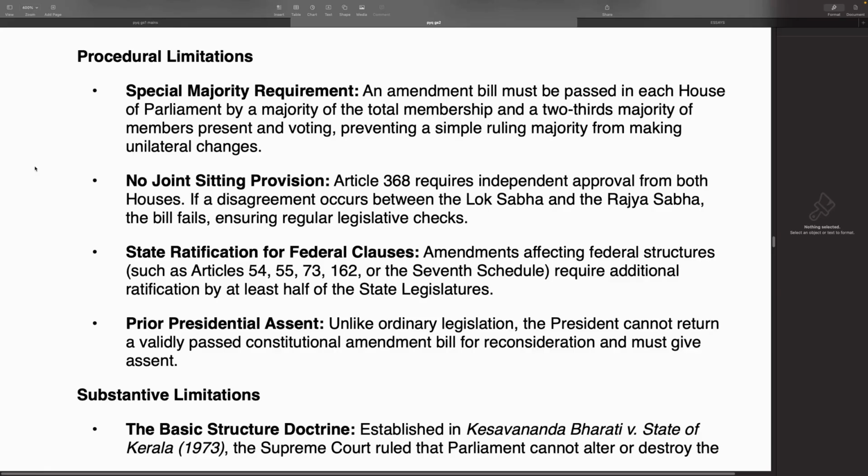State ratification for federal clauses. Amendments affecting federal structures such as Articles 54, 55, 73, 162 or the 7th Schedule require additional ratification by at least half of the state legislatures. Prior presidential assent. Unlike ordinary legislation, the president cannot return a validly passed constitutional amendment bill for reconsideration and must give assent.